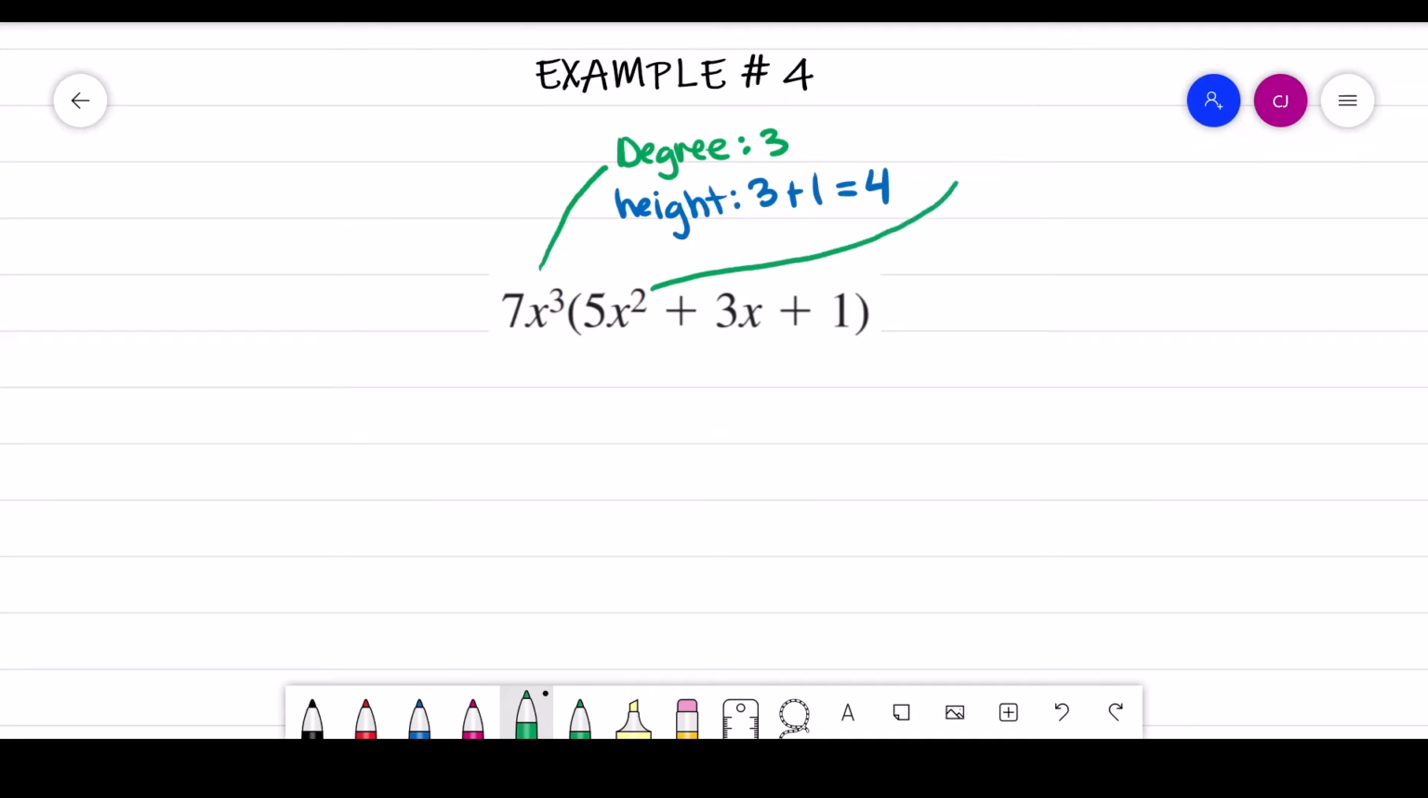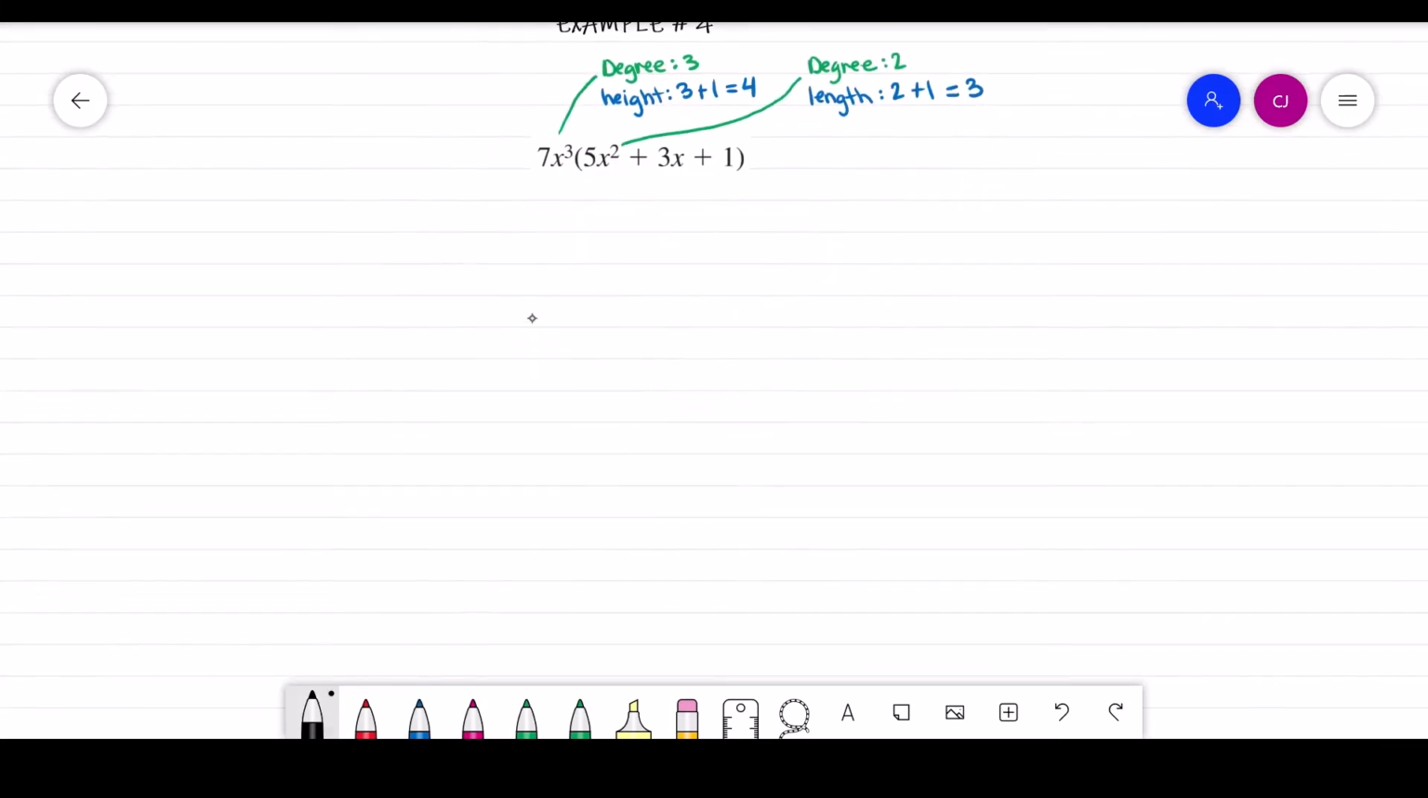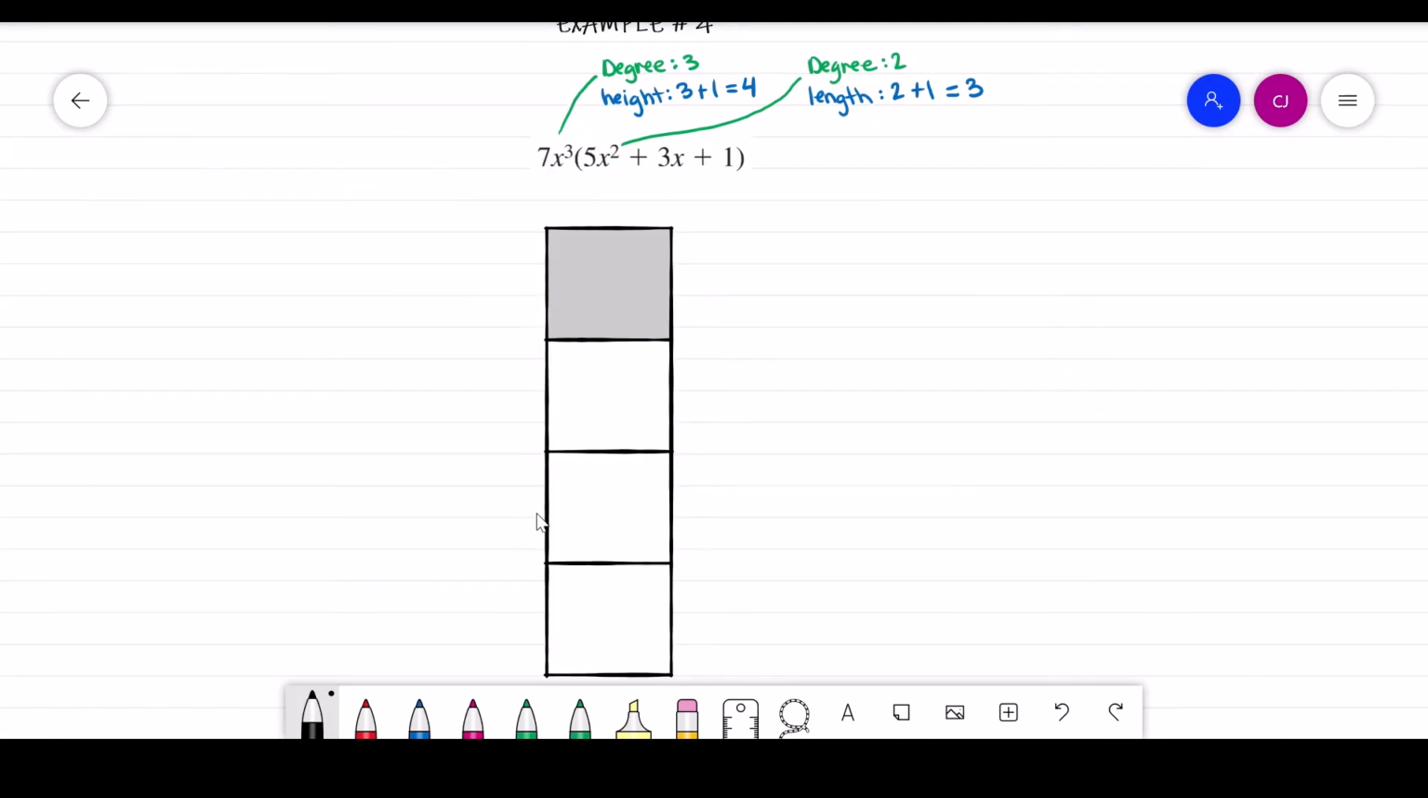And then our second polynomial is going to give us our length. So we need to figure out the degree or the highest power, which is 2. So our length is going to be 2 plus 1 more, which is going to give us 3. So we have our height and our length. Let's go ahead and create our box. So there's our height. I'm going to then get our length, which is 3 boxes. So we already have 1, 2, 3.